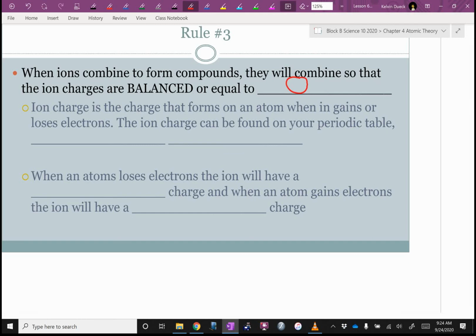Shh, quiet, please. The ion charge, folks, I need the little interruptions to stop. I know it's a lot of talking.